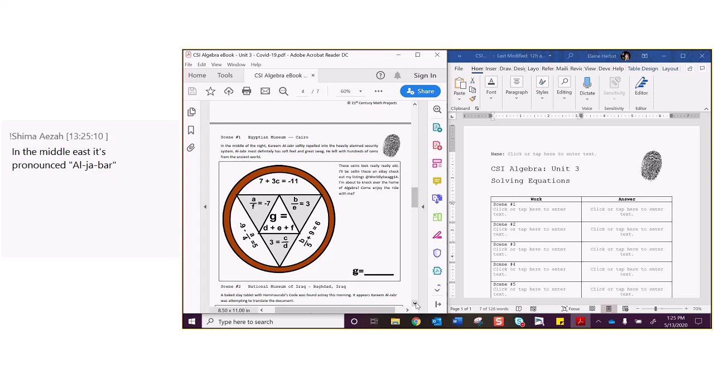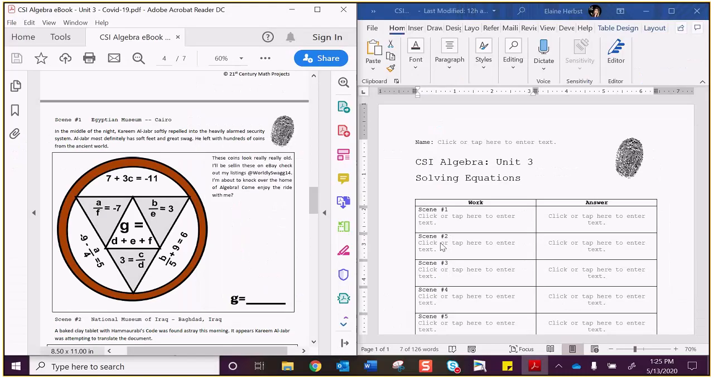So, okay, let me minimize that again. All right, so again, your goal today is to try to get scene 1 and scene 2 figured out, their answer, and then you have some space to show work here on the left of this document, and you have some space for your answer here on the right. So we're going to kind of go through this together. I'm not going to do the whole thing together, but I'm going to show you, especially for this first one, because this first one has a little more work than the rest, just because it has several equations there.